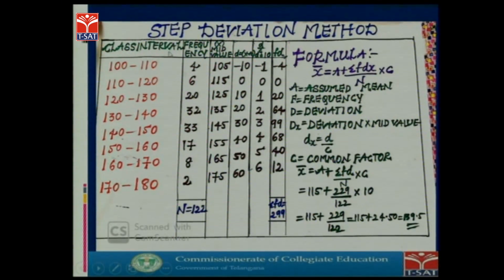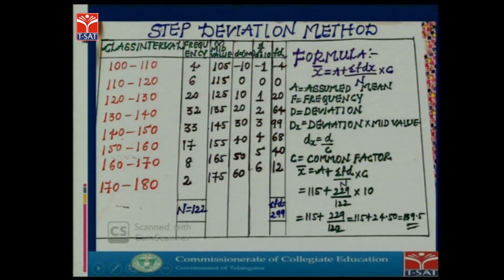Now let us substitute all these values in the formula, that is x bar is equal to A plus sigma f d divided by n into c. A is the assumed mean, that is 115. This is the assumed mean plus sigma f d. Sigma f d is 299. We have to add up all these values to get sigma f d: minus 4 plus 20 plus 64 plus 99 plus 68 plus 40 plus 12 into c.